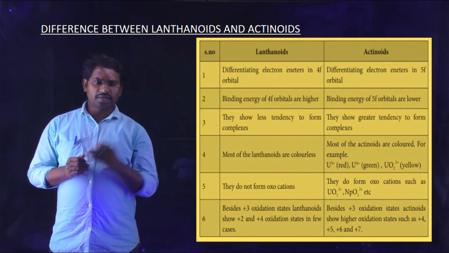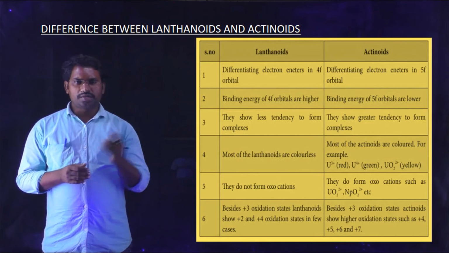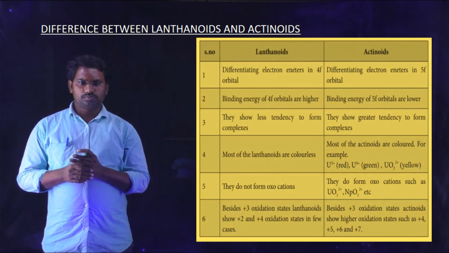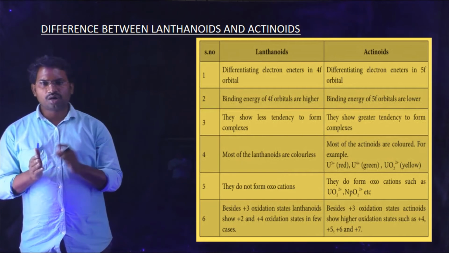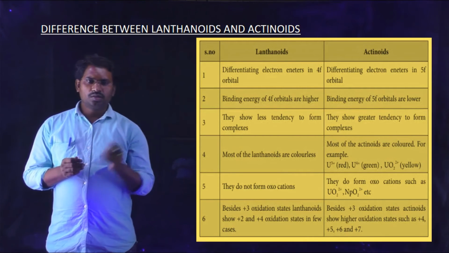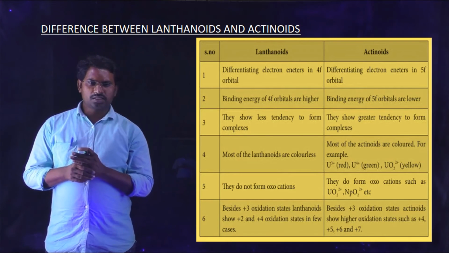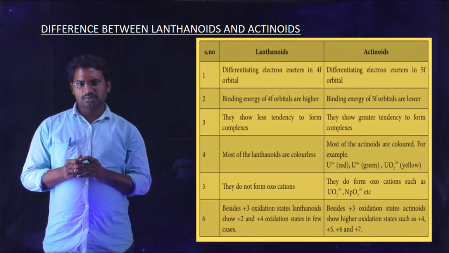But in the case of actinoids, most of the actinoids are colored, like these complexes, for example uranium U3+ and U4+. And the next point: they do not form oxocations. Lanthanides do not form any oxocations, but actinoids do form oxocations such as UO2 2+ and NpO3 3+, like these cations.